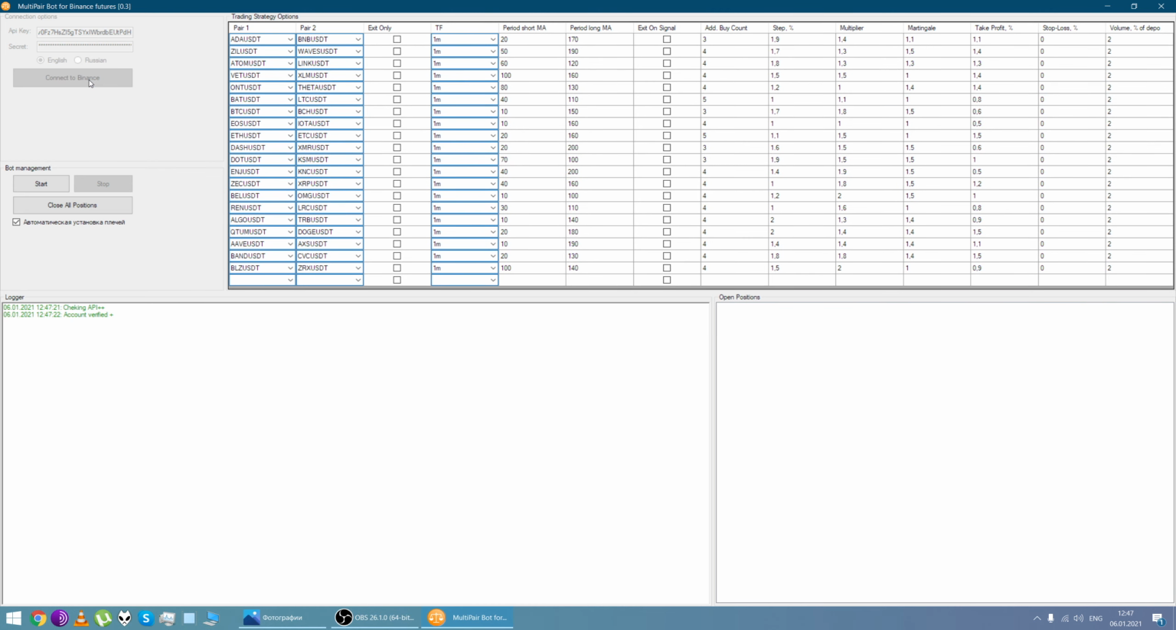After that we go to the bot control block, everything is very simple here. Start, stop and close all positions respectively. Start is for starting the bot, stop is for stopping the bot, close all positions is to close all positions. There you can see the log block. The block shows current operations of the bot.